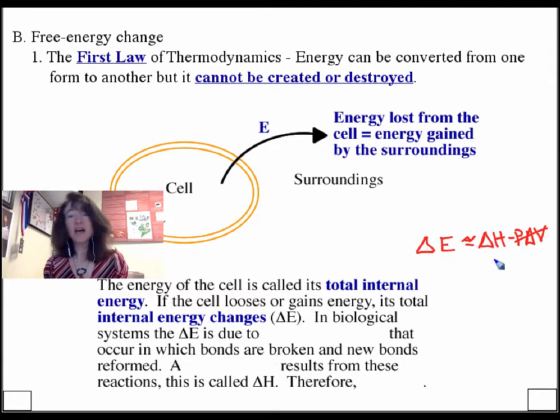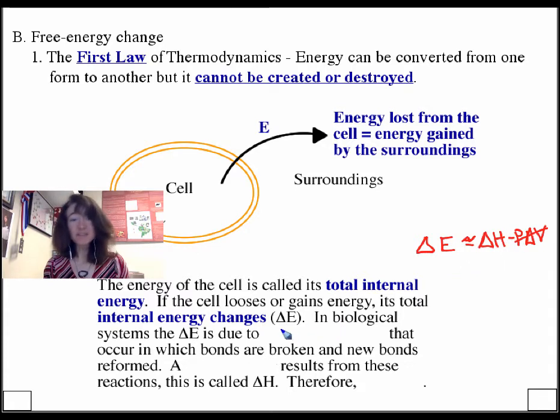Now, it used to be that every time I saw delta H, I was that student who thought, oh my gosh, and I was a chem major, oh my gosh, that's the thing that I don't understand. But in fact, delta H is really just the change in heat. So the heat loss or heat gain. So in biological systems, we can simplify total internal energy to heat loss or heat gain. Enthalpy is the name of that term.